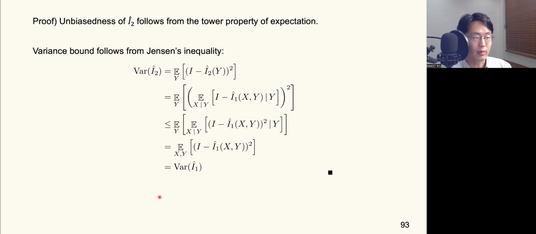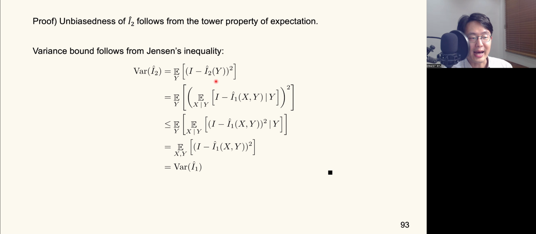So let me quickly prove the Rao-Blackwell theorem. The unbiasedness of the I2 estimator again follows from the Tower property of expectation, and the variance bound follows from Jensen's inequality. So both I1 and I2 have mean I, so the variance of I2 is the expectation of I minus I2 squared. And then, within the square, I'm going to have this conditional expectation where I take the expectation over x conditioned on y. And the quantity I is literally just a constant, so I can just put it within the expectation.